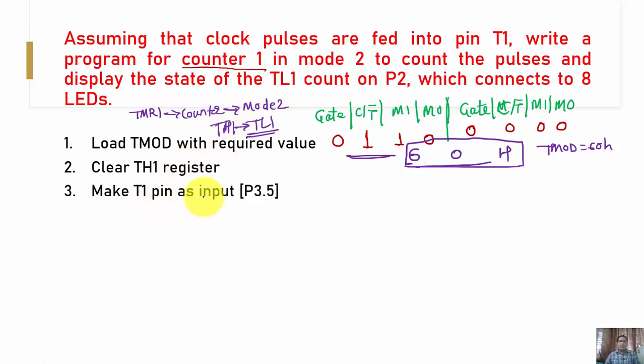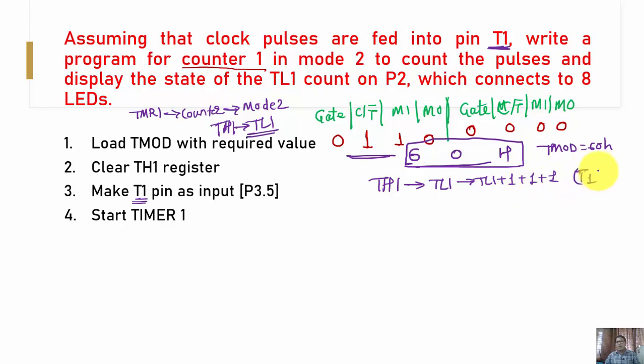Then make the T1 pin an input, because here the pulses are fed to T1. As we have to count the pulses, the T1 pin should be input. Then start the timer. The moment we start the timer, the value present in TH1 gets loaded into TL1, and now the TL1 content gets incremented by 1 continuously depending upon the pulses received on T1. In short, we are counting the pulses present on T1. Then take data from TL1 into the accumulator, because we have to send this data to port P2.